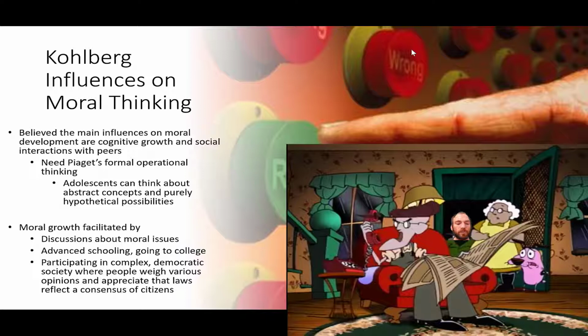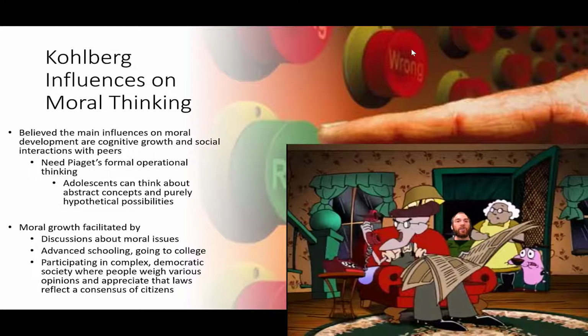And moral growth is facilitated by, and you can see here the kind of American influence on this, not just American, but a Western bias within Kohlberg's theory. So the idea here is that going to college and advanced schooling is necessary for moral development. So individuals who don't go to college are unable to reach that third level, that post-conventional level of morality.